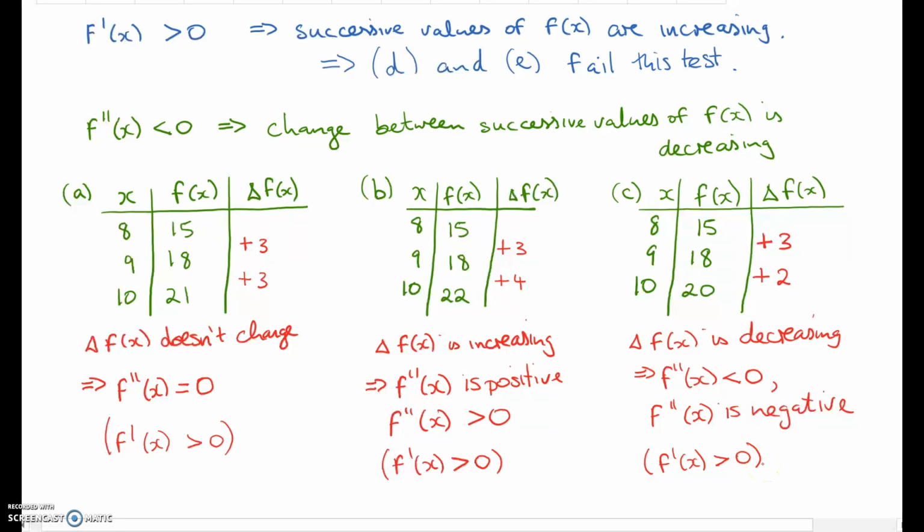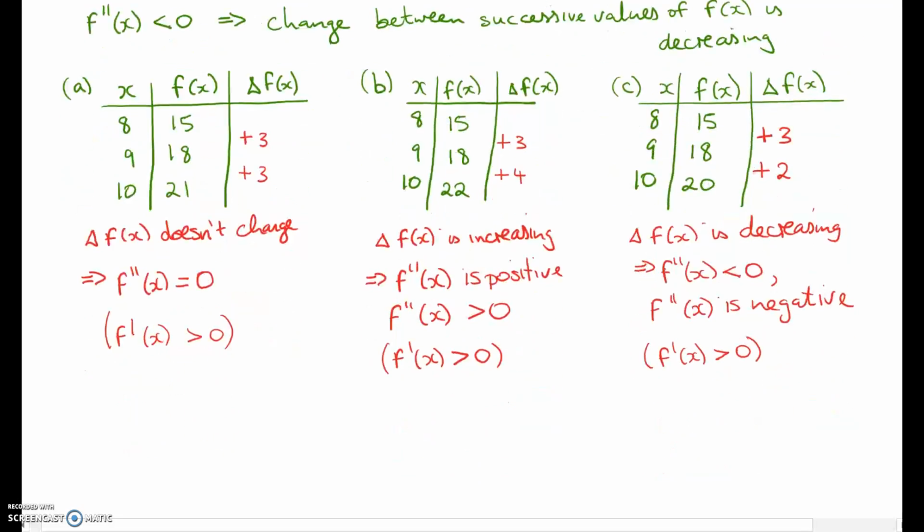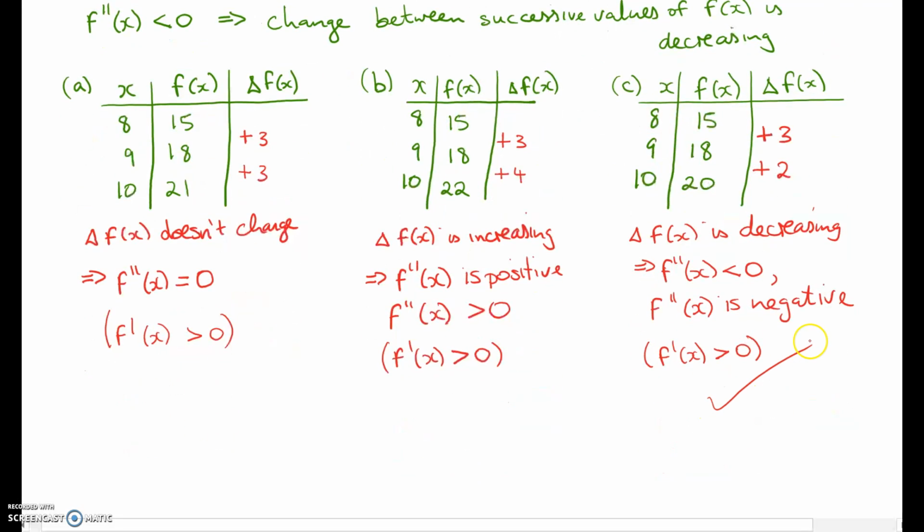Okay. Now, when you look at what we were required to do, we were looking for the one that had f prime of x being positive. All three of them fit the bill. But f double prime of x being less than 0, and that happened in C. So the correct answer here is C.